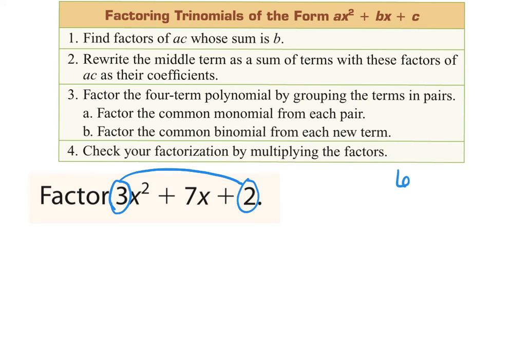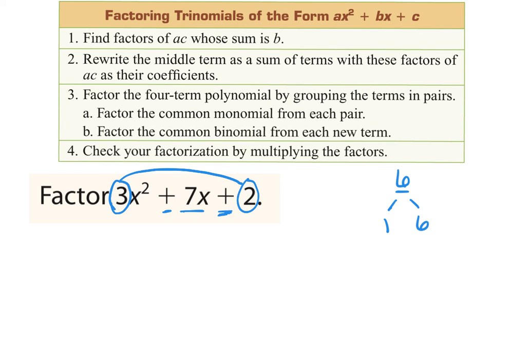Now I want factors of 6. Again, this last guy determines if they're positive, positive, or negative, negative. Factors of 6 that have to be the same sign because I have a positive back here. And I want a positive 7. So they're both going to be positive. But factors of 6 that add up to 7. Well, that's simple. What are they? That's 1 and 6.